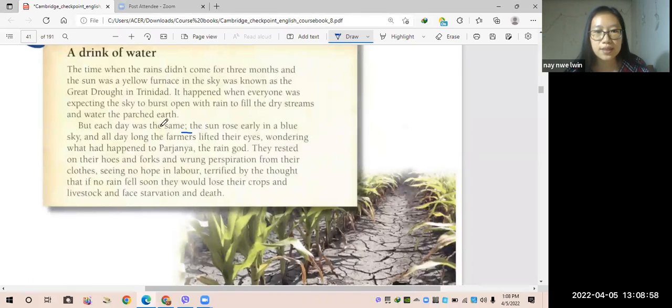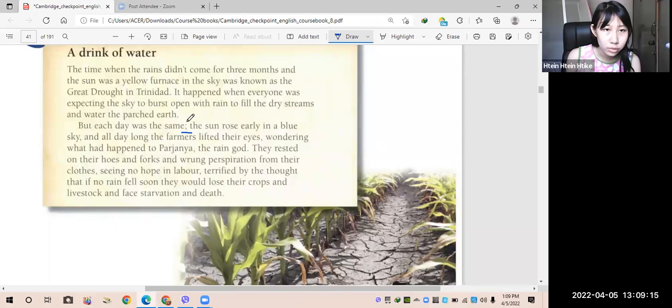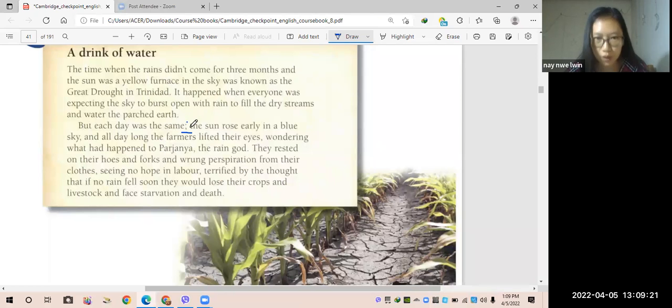So, "But each day was the same; the sun rose only in a blue sky, and all day long the farmer lifted their eyes." Do we have to use a full stop or a comma with a connecting word here? Full stop. We can use a full stop here. "But each day was the same." The sun rose early in a blue sky. Because there is a connecting word in front of the first sentence, we cannot use connecting words again here. That is why a full stop is better than a comma here. So we can change this with a full stop. So is that clear?